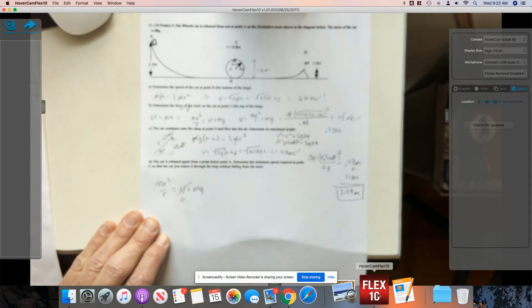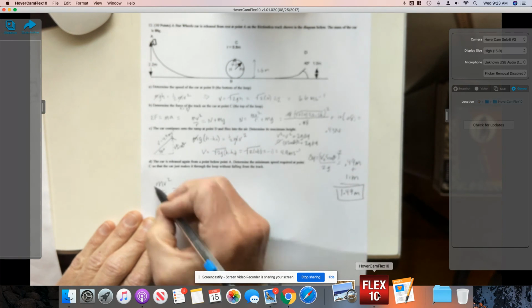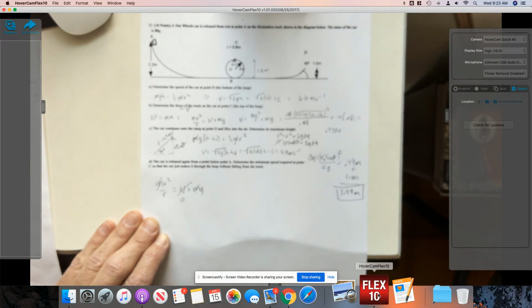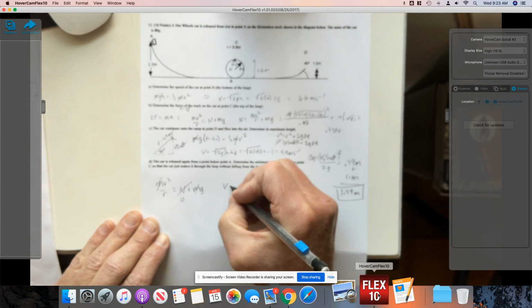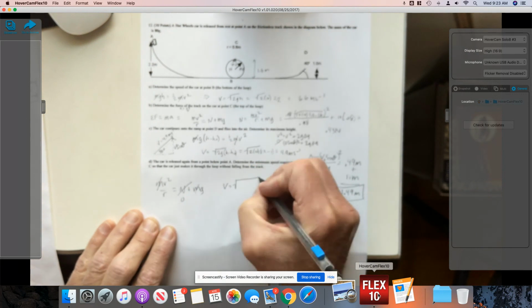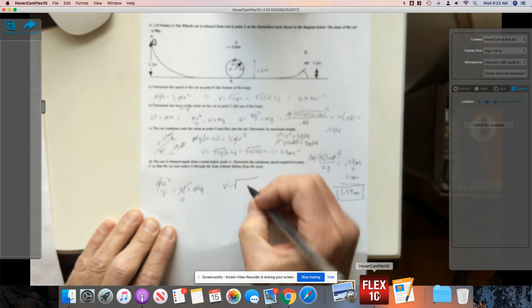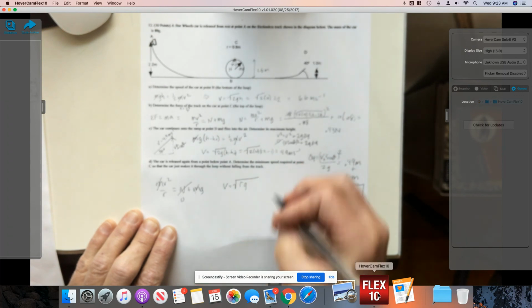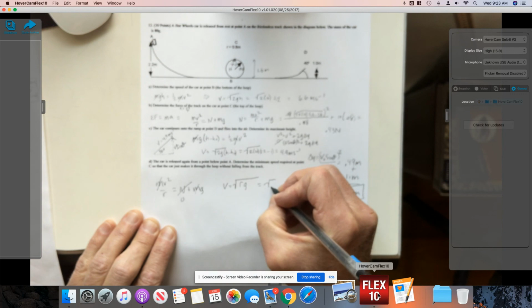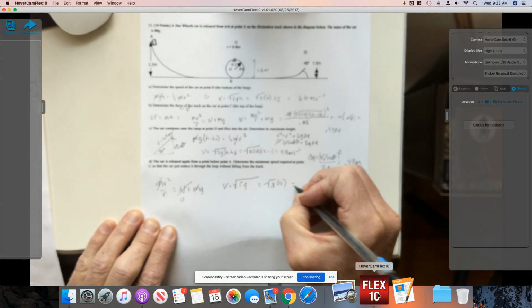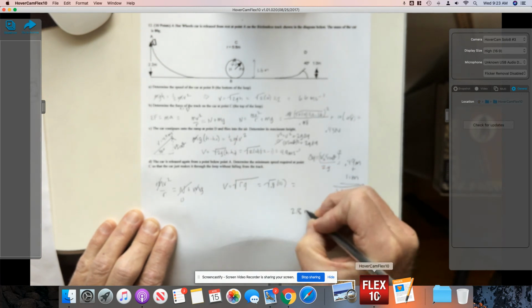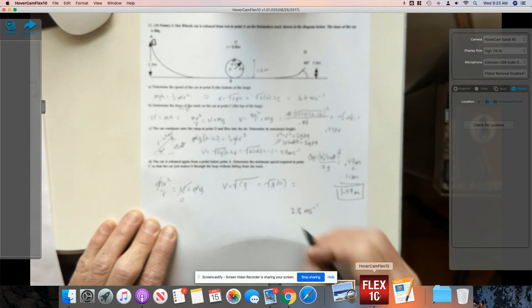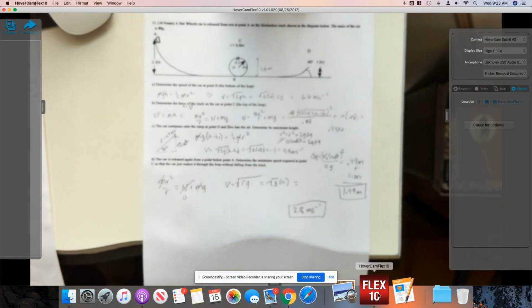And then when I do that, I can go ahead and cancel my masses. And if I want to know the minimum speed, it's just going to be v equals the square root of rg. Okay, so real simple, and that's just the square root of 0.8 times 10, which equals 2.8 meters per second. And that's my final answer.